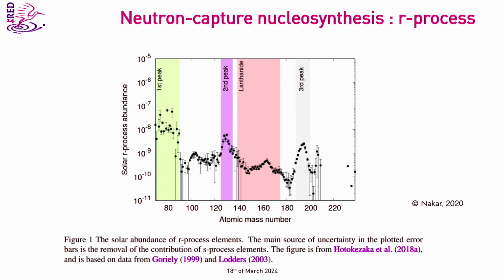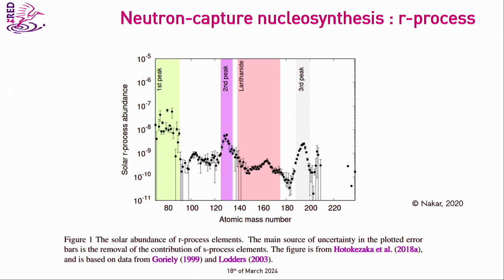These processes go for all these stars, all these elements. So you have the R process, a first peak, a second peak, the lanthanides, a third peak. And all these are built in these very energetic events, either supernova explosions or fusion of compact objects.